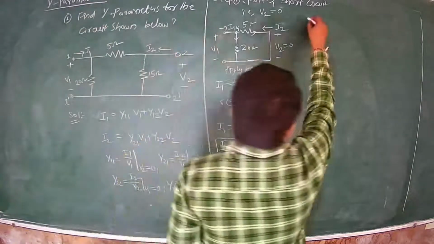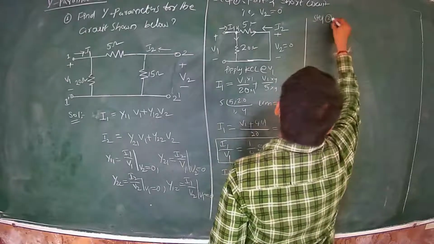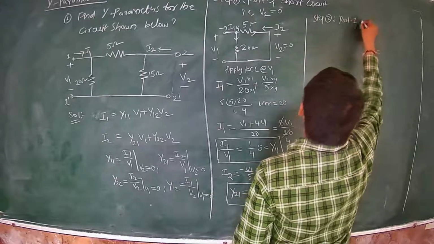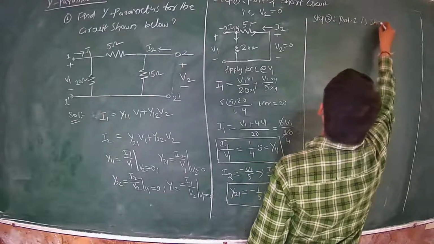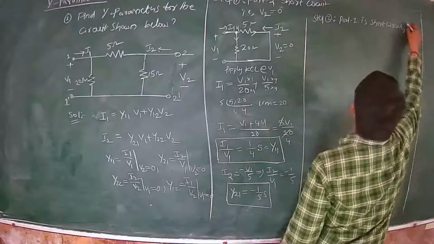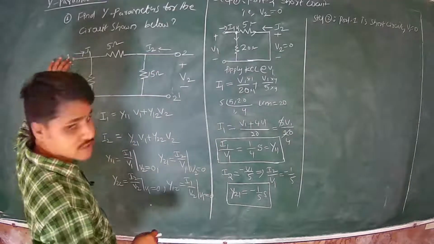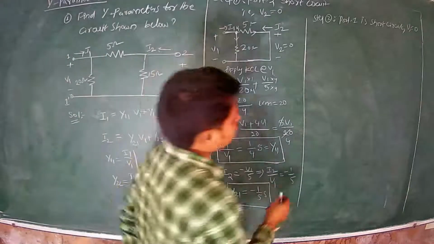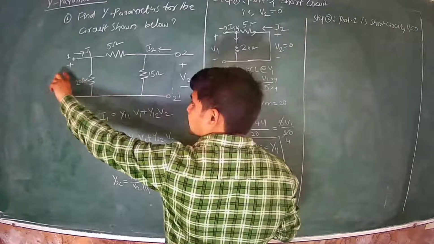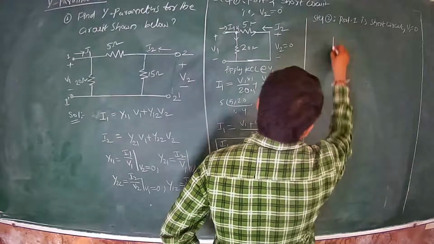Next, the second step, step 2: port 1 is short circuit. That is V1 equal to 0. The voltage at port 1 must be 0. So redraw the circuit. Now this voltage is 0, which means this is a redundant network. Therefore, the circuit can be written like this.